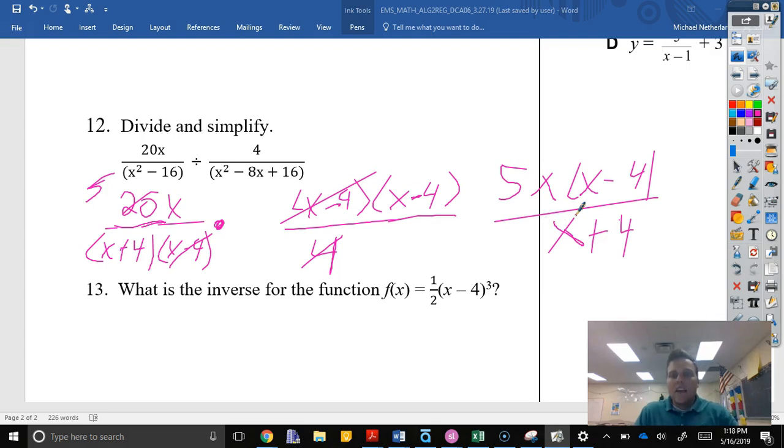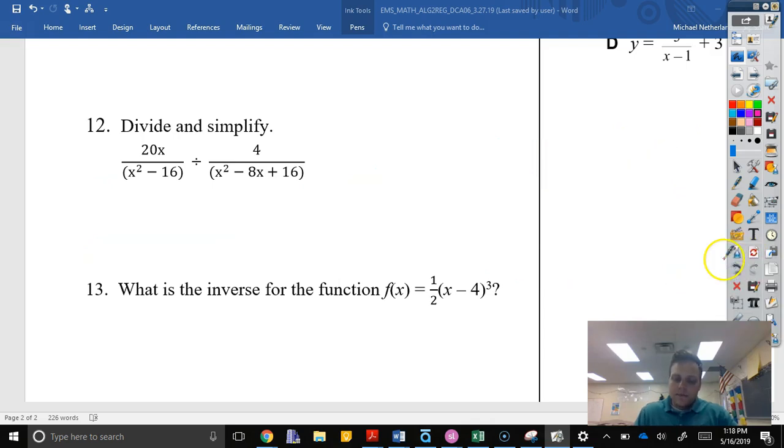Okay, and there we go. Alright, moving on then to problem number 13. It says, what is the inverse for this function? Well, how do I find an inverse? What is step 1 to finding an inverse? That's right.